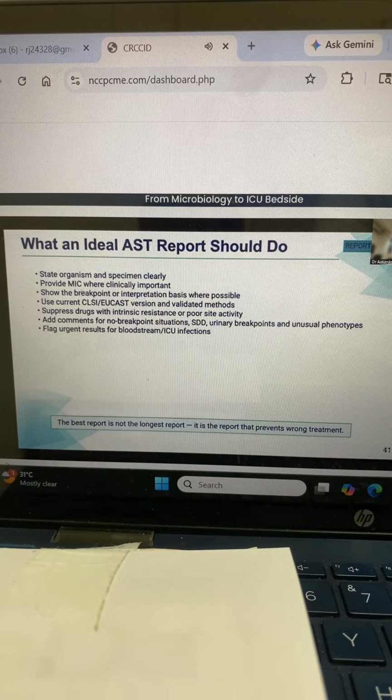Now, when you get an AST report, how does an ideal AST report look? It should state the organism and the specimen clearly, provide MIC where clinically important, show the breakpoints or the interpretation basis, use current and updated CLSI and EUCAST versions, suppress drugs with intrinsic resistance, add comments for no breakpoint situations, and flag urgent results for bloodstream and ICU infections. The best report is not the longest. It is the report that prevents wrong treatment.